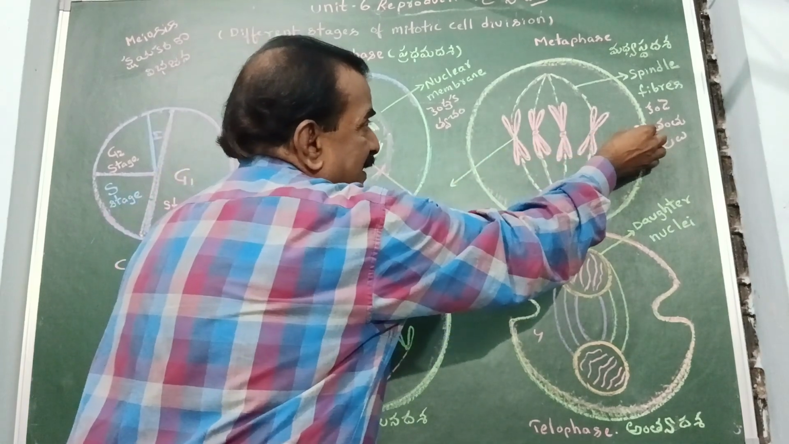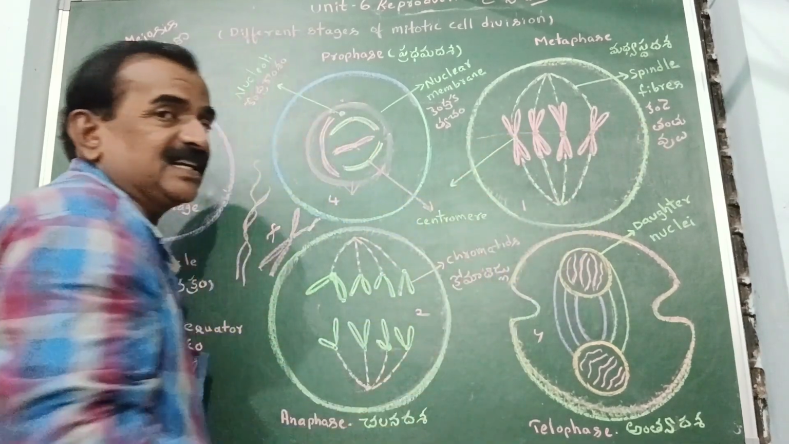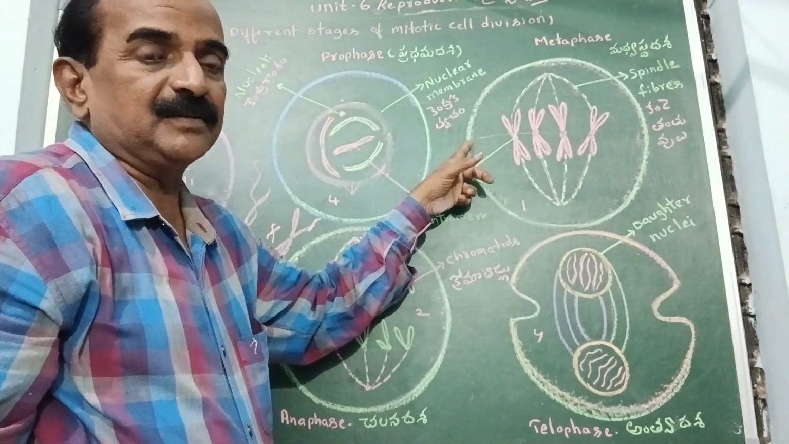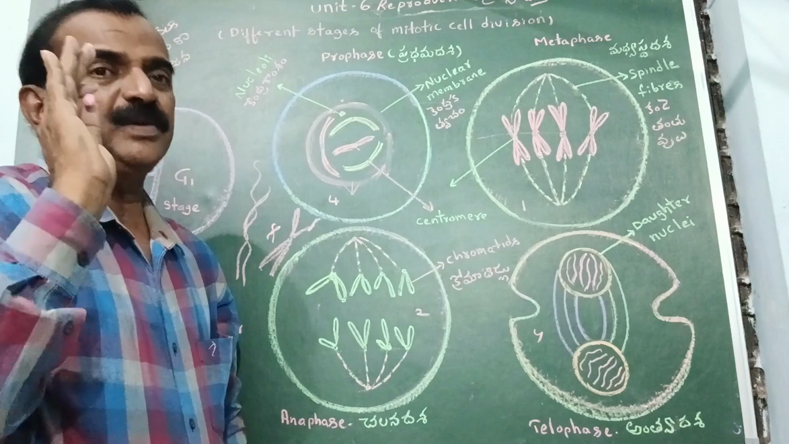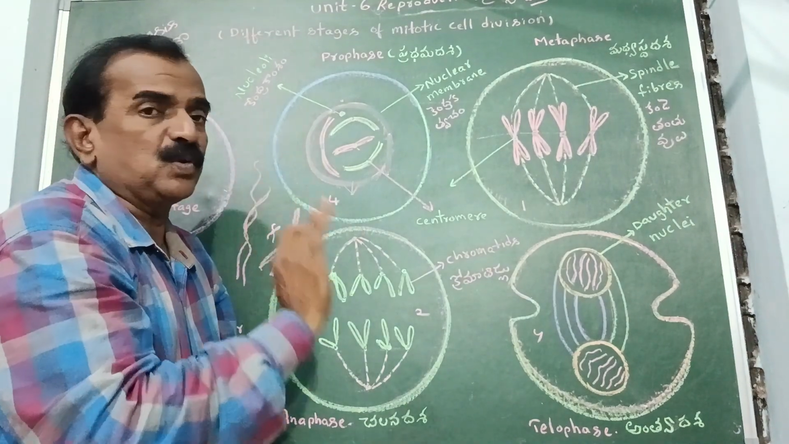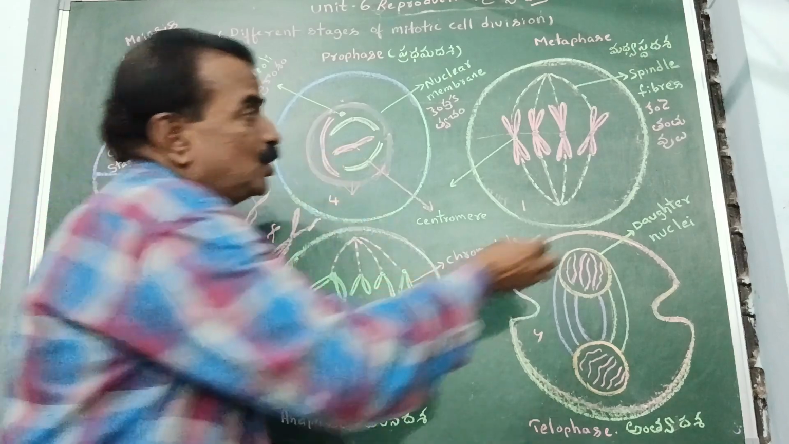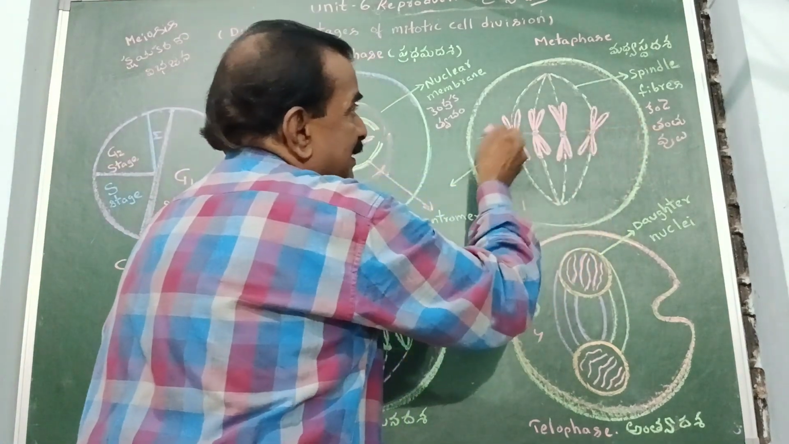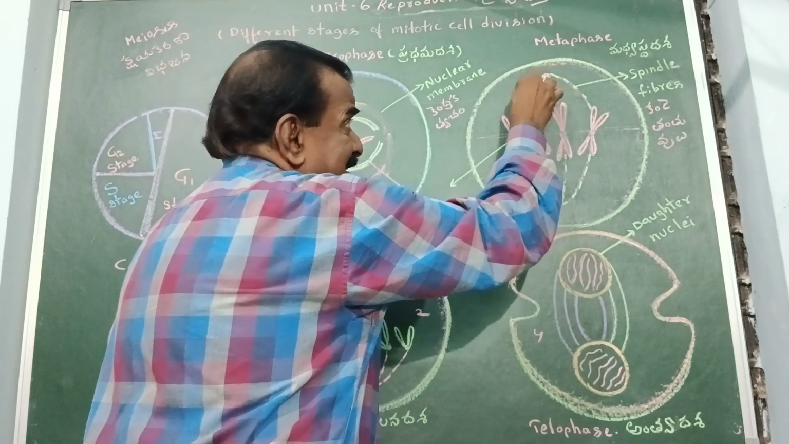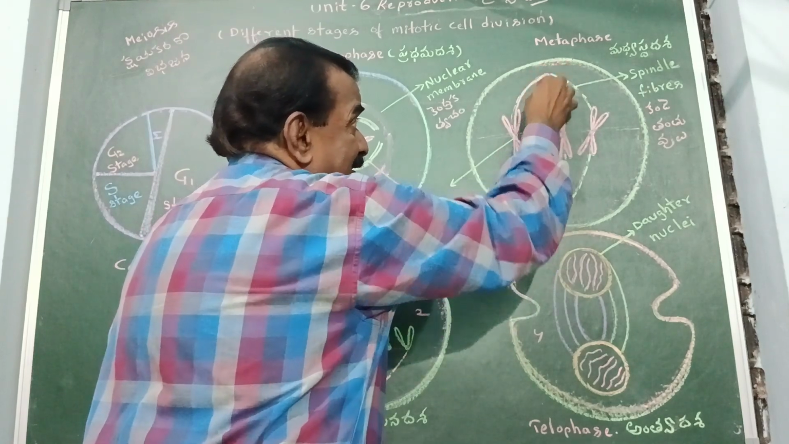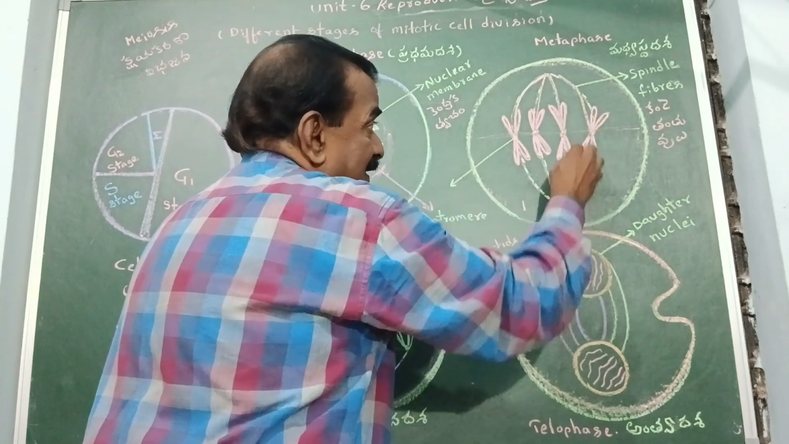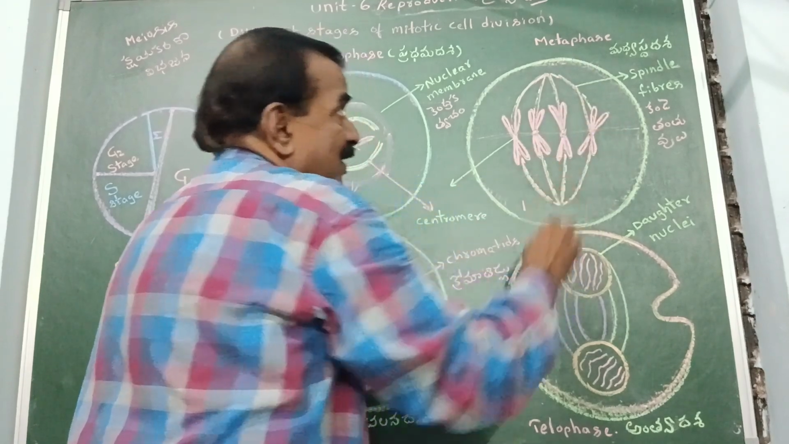All chromosomes gather at the equatorial plate. This is called the equatorial plate, the spindle equator. That is the point you need to write for metaphase. So during metaphase, all chromosomes move toward the spindle equator, and here spindle fibers attach to the centromere. You need to write this point for metaphase.